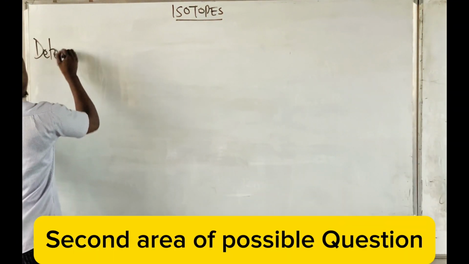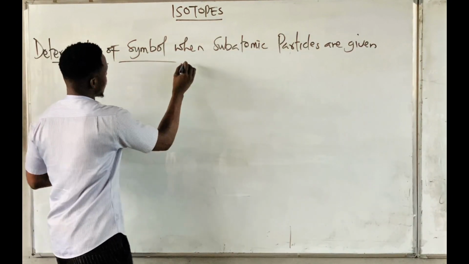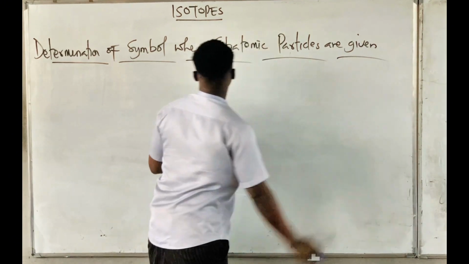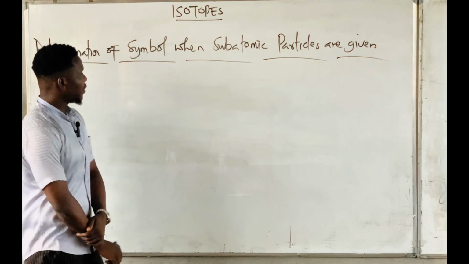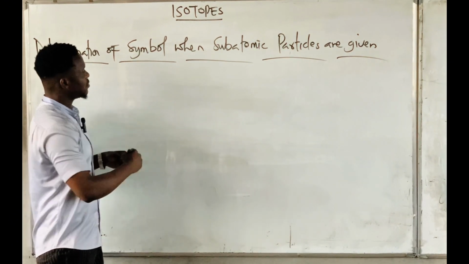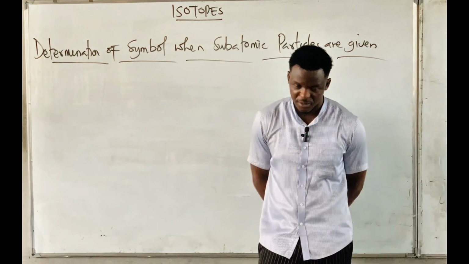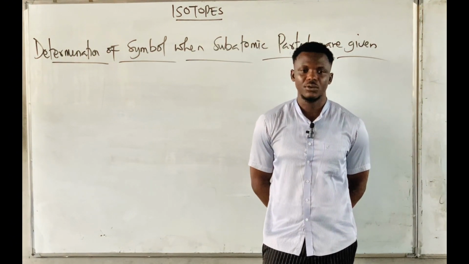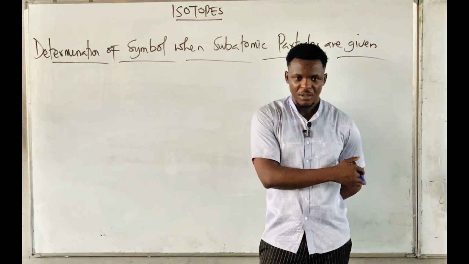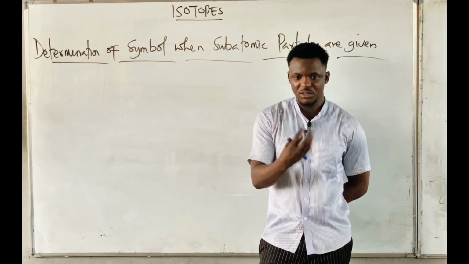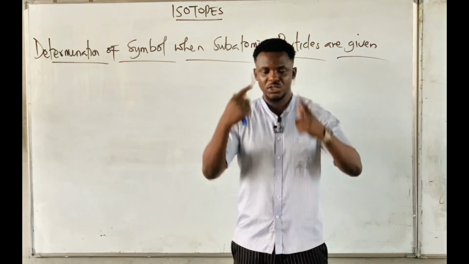Determination. All right. So this is what we have here. Determination of symbols when subatomic particles are given. Class, this is basically like the opposite of what we just completed now. In the first case, they gave us chemical symbols in terms of neutral atom and also in terms of charged atom. And we are asked to give the subatomic particles, the protons, electrons, and the neutrons. All right. So basically, it's just like the opposite of what we did.